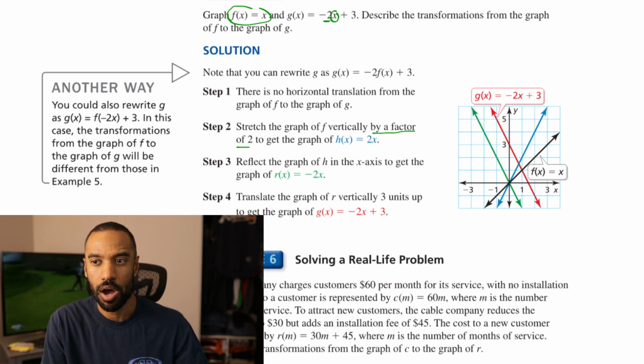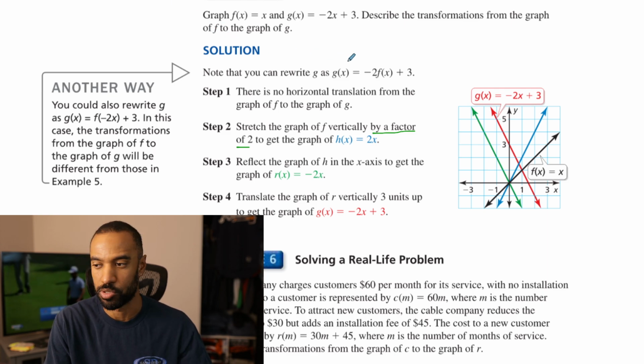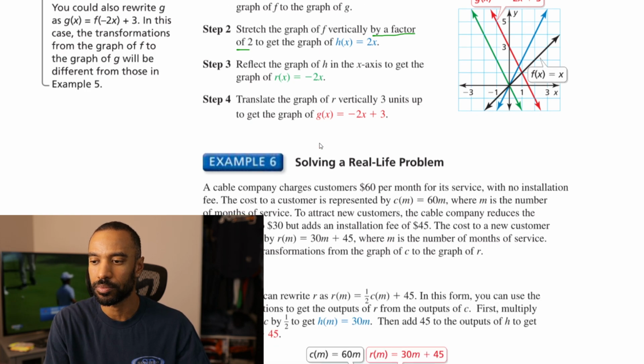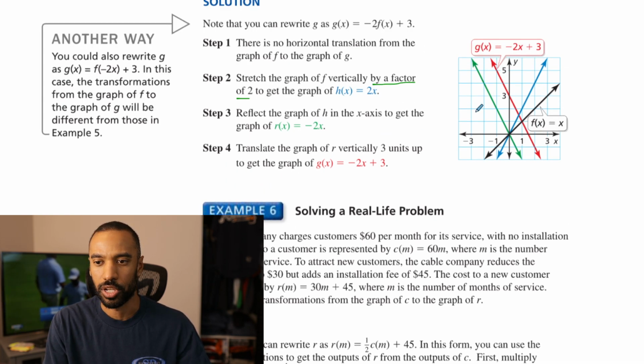So do you have to do all those specific steps? It depends on what they require for us in the problem set. We have 67 problems to do. I hope we don't have to do it that many times. Otherwise, this will be way too long of a video. Anyway, there's the graph there. I'm going to move on.